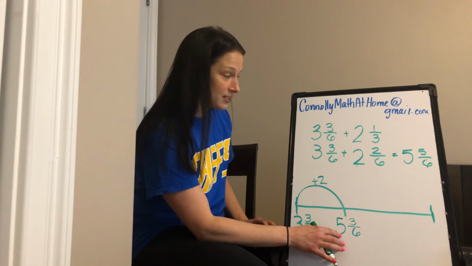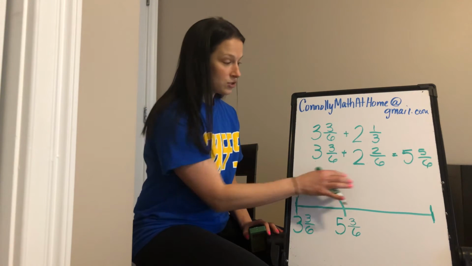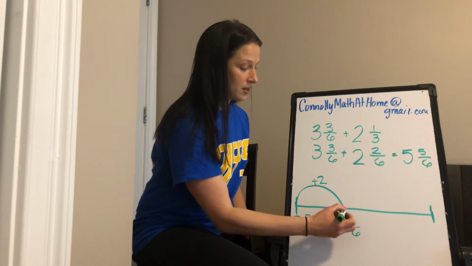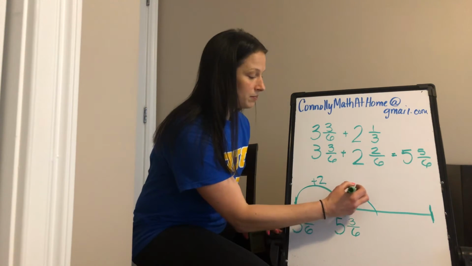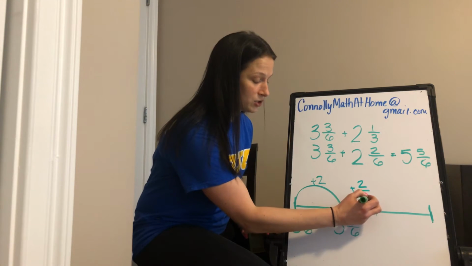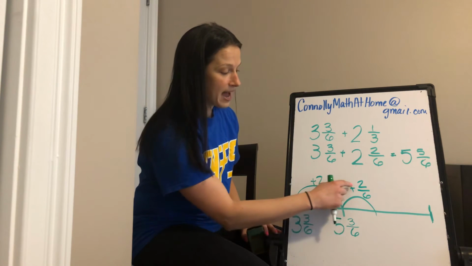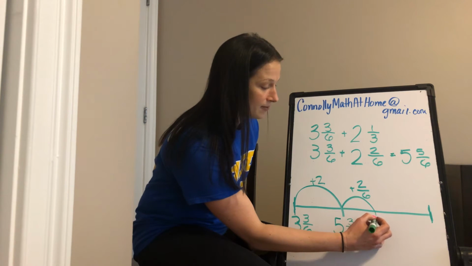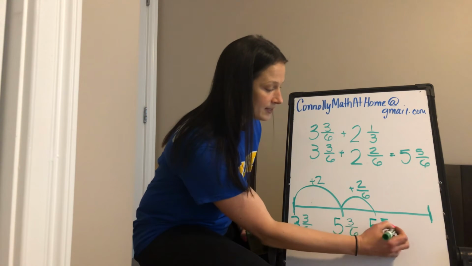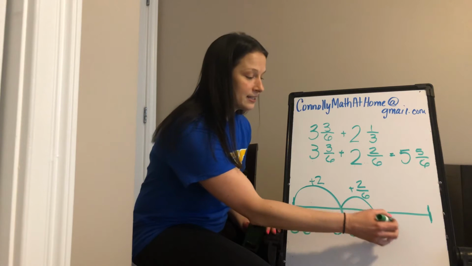How much do I have left to add? Well, I already added the 2. I can see it here. So now I need to add the 2/6. So I'm going to draw a much smaller jump because 2/6 is much smaller than 2. I'm starting at 5 and 3/6. From here, I'm adding 2/6. And what do I land on? I land on 5 and 5/6. So in this strategy, the answer is where I land.